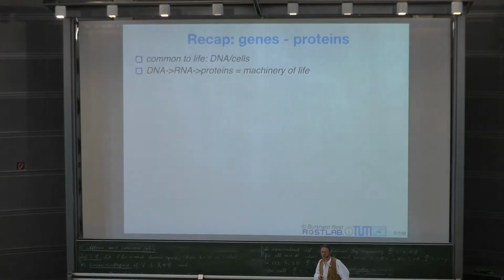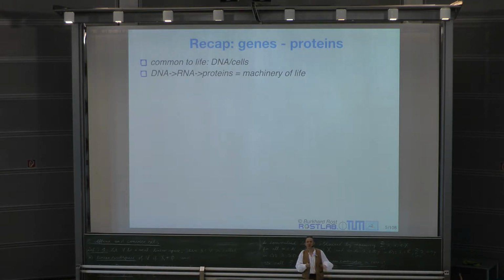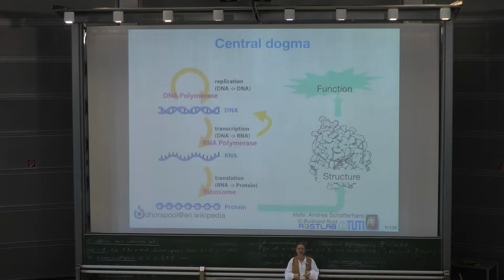Recap. So genes and proteins come to life. Cells have DNA as the information. The way the information flows is from DNA to RNA to proteins. Proteins are the machinery of life. They do everything that is done.